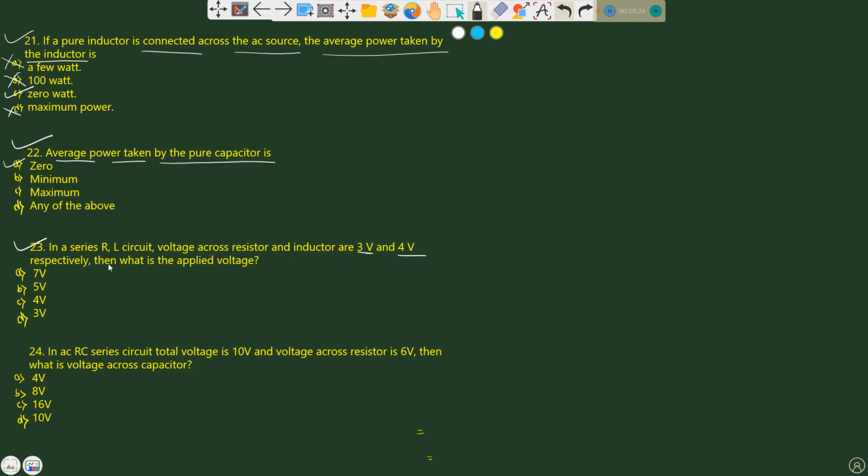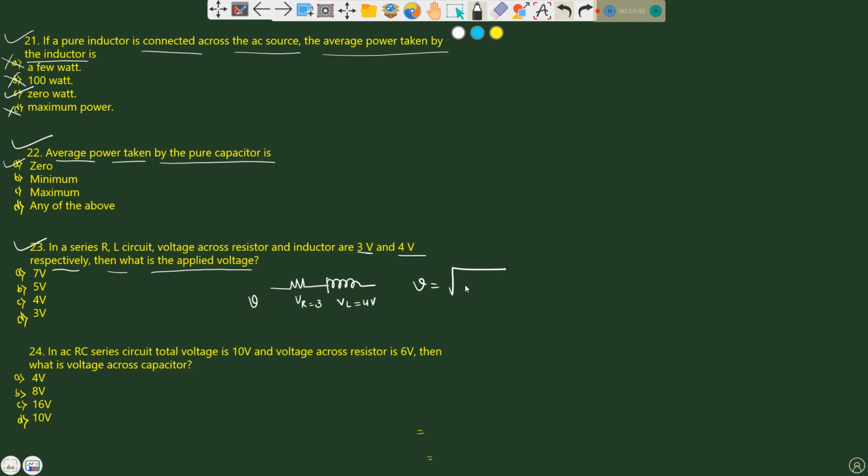So next we have, in a series RL circuit, voltage across resistor and inductor are 3 volts and 4 volts respectively. Then what is the applied voltage? So he is asking for V. We know that R and L are connected in series. Here VR they are saying 3 volts and VL is 4 volts. So total voltage or applied voltage they are asking.